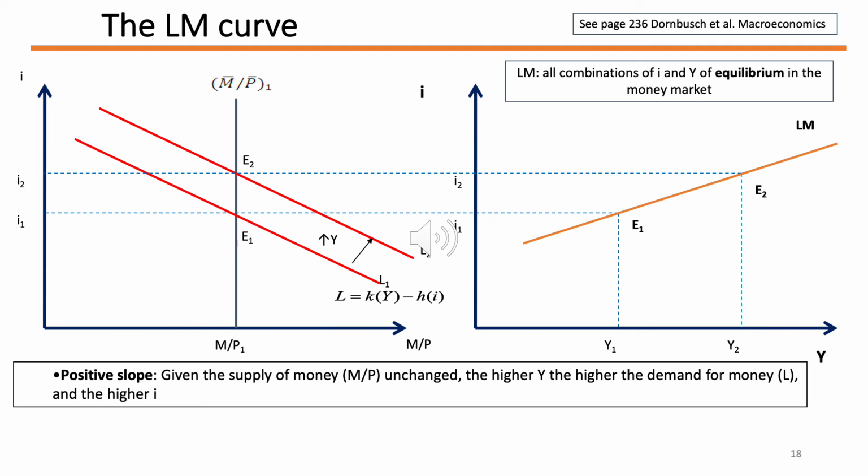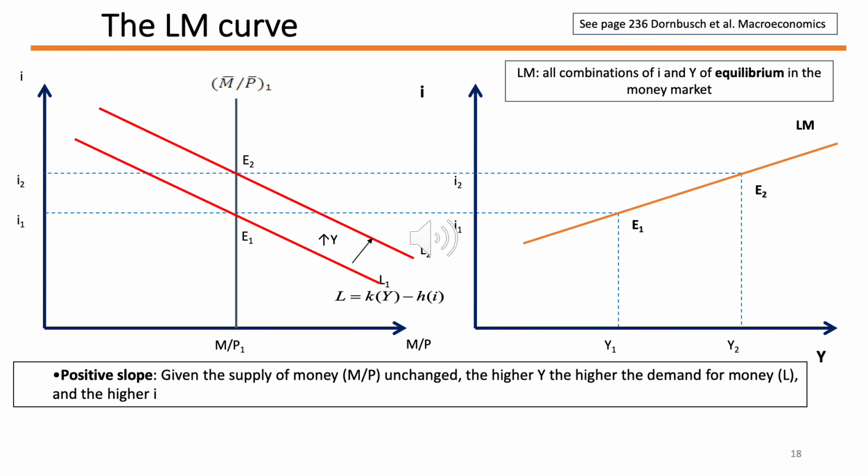And why is that? Because the existing amount of money is the same as before. So more people are demanding more money. The amount of money becomes more scarce than before. So its price, as in any other commodity, will increase. So that will be reflected in an increase in interest rates.